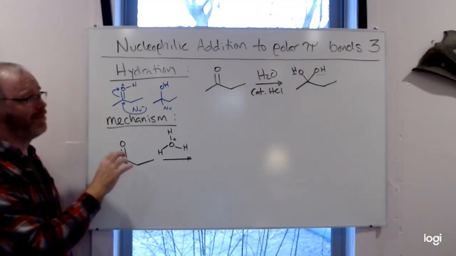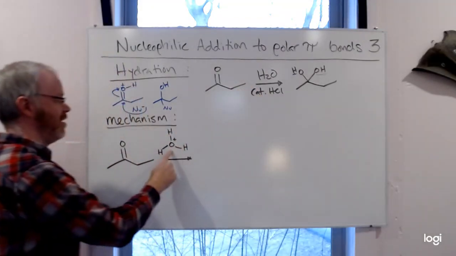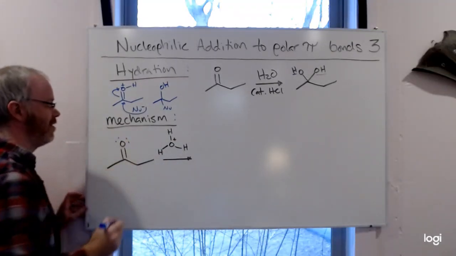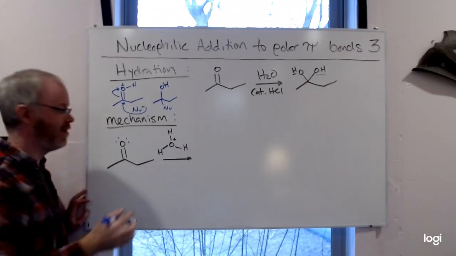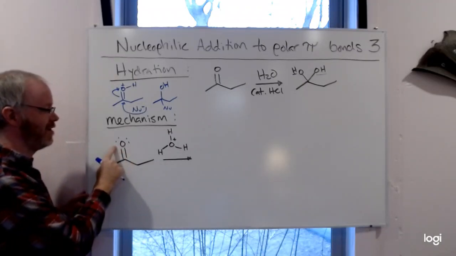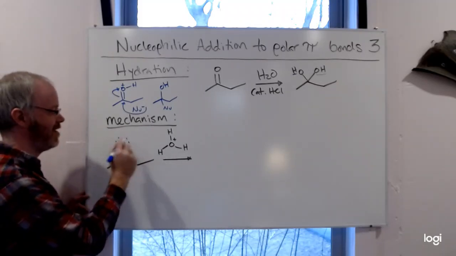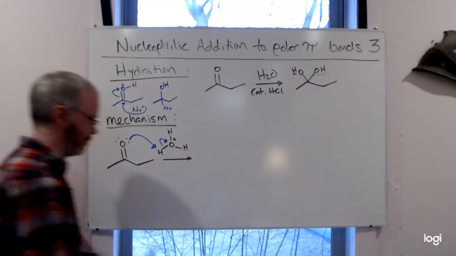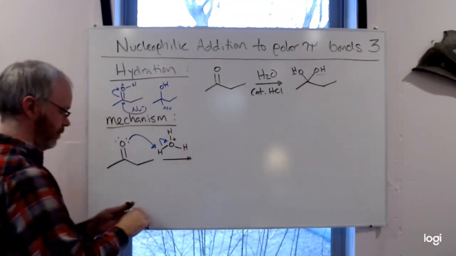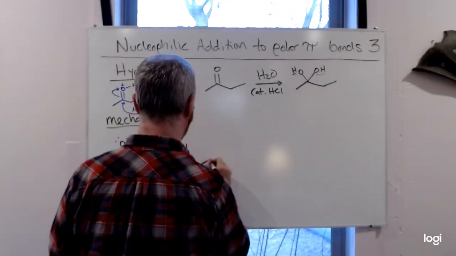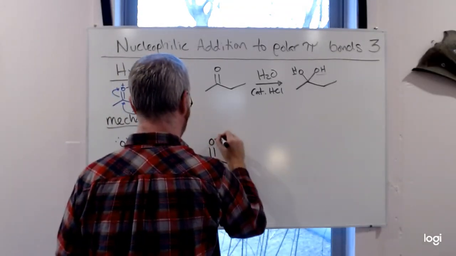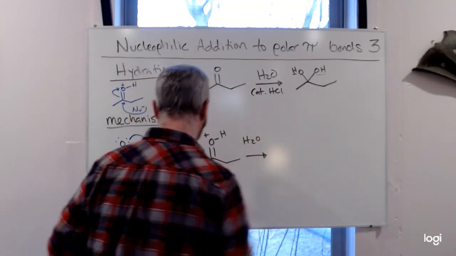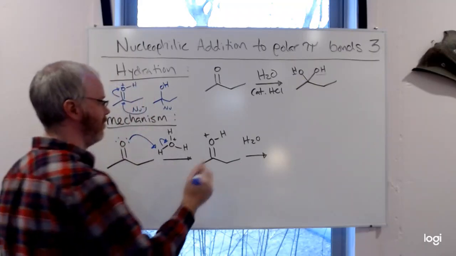So water is going to react with HCl to make H3O+. The only thing that can be reasonably construed as a base here is my oxygen on the carbonyl. So first we're reacting with the negative end of the carbonyl. Do a proton transfer reaction. Now we have an activated carbonyl.